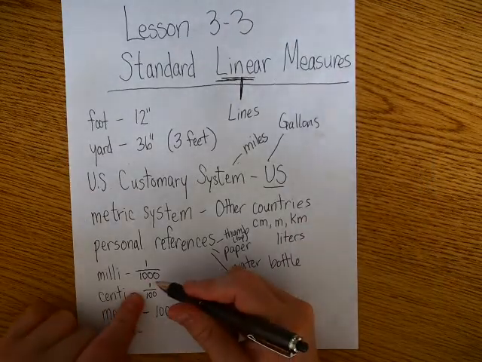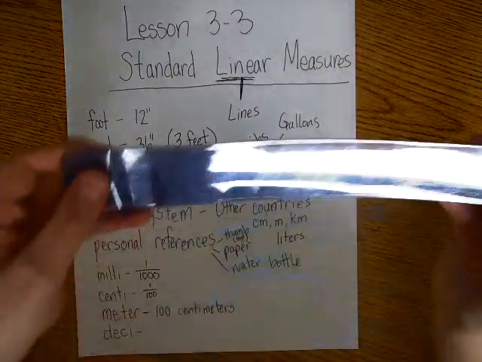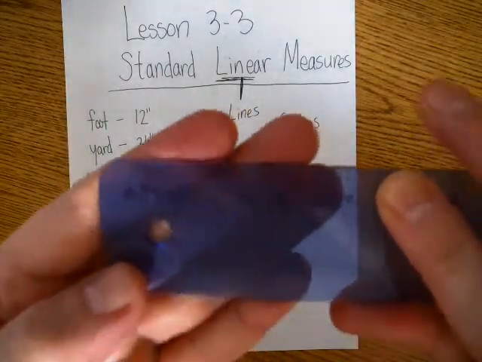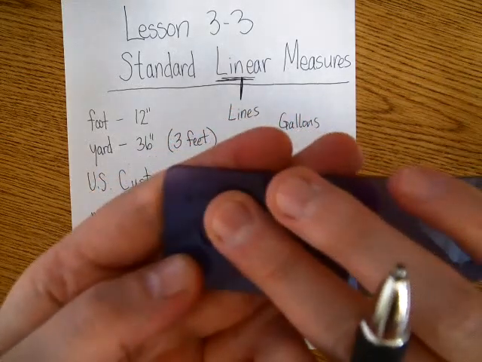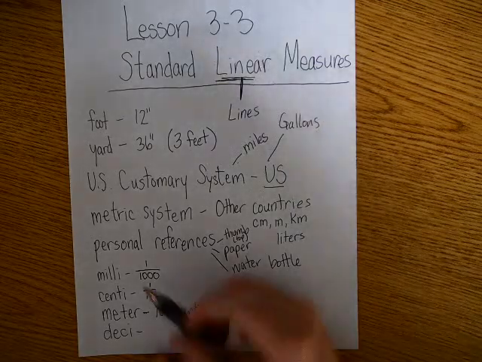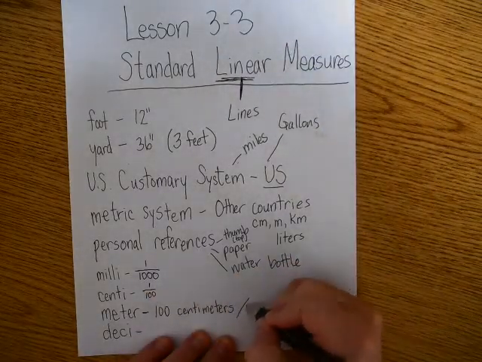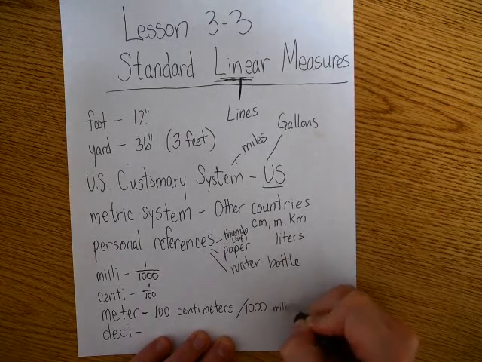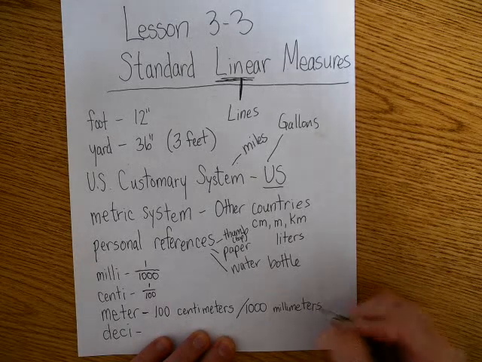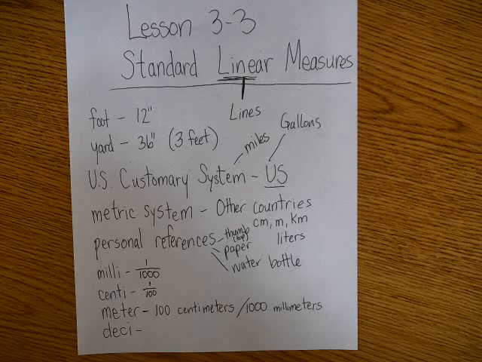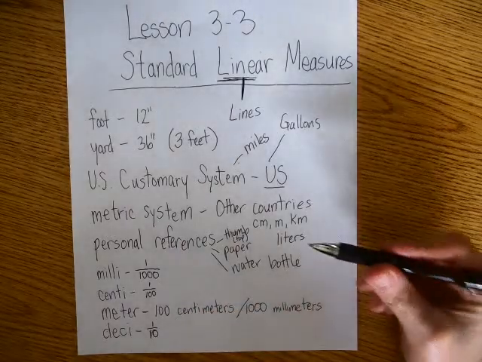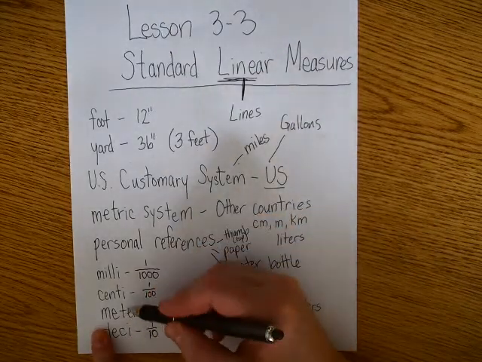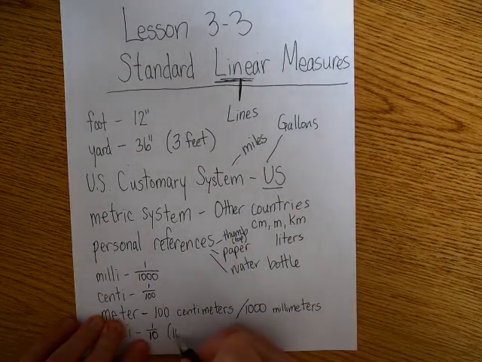And you might remember that there are 10, let's see if I can show you. There are 10 millimeters in a centimeter. So every centimeter has 10. And if I have 100 centimeters, then I have 1,000 millimeters in there. So in a meter, there's 100 centimeters or 1,000 millimeters. But that's what these words mean. And then deci, you're going to see this prefix sometimes. Deci means 1/10 of. So a decimeter, sometimes you'll see decimeter, is going to be 10 centimeters.